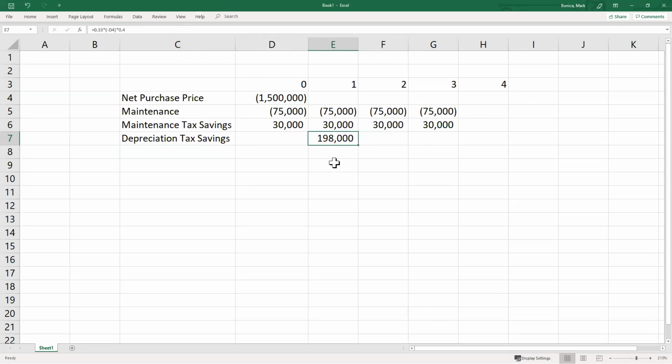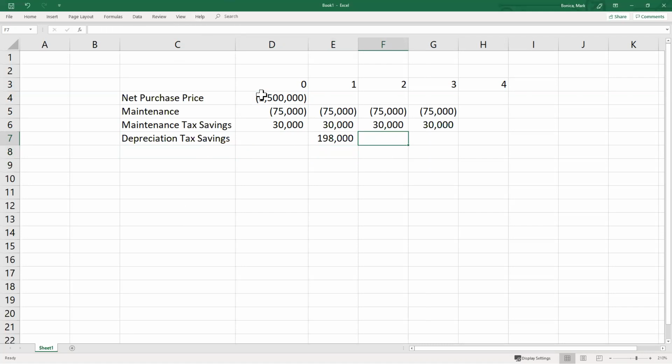I get my depreciation. Depreciation reduces the taxable income, and in this case it reduces it by 0.33 times negative 1.5 million, or 495,000, right? So the depreciation, when it hits the expenses, reduces my taxable income by 495,000. That results in a $198,000 reduction in taxes, because that's 40% of 495,000.